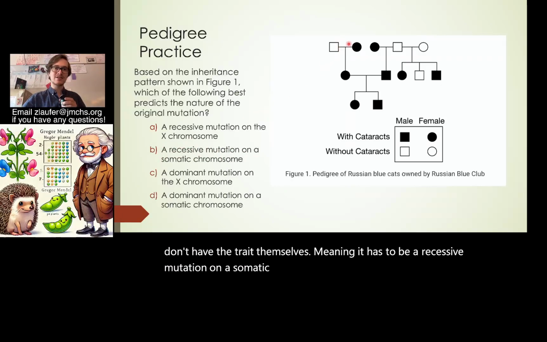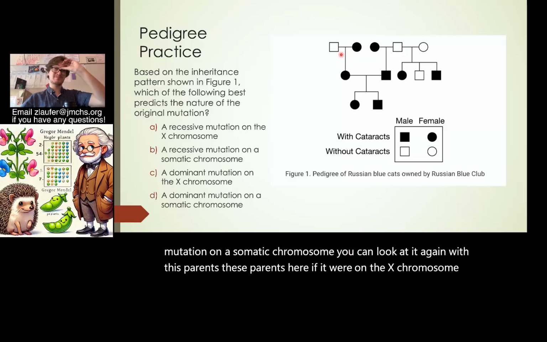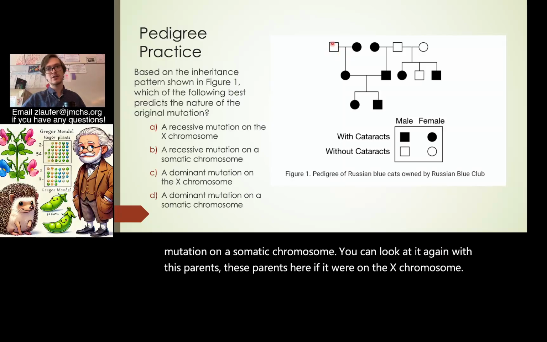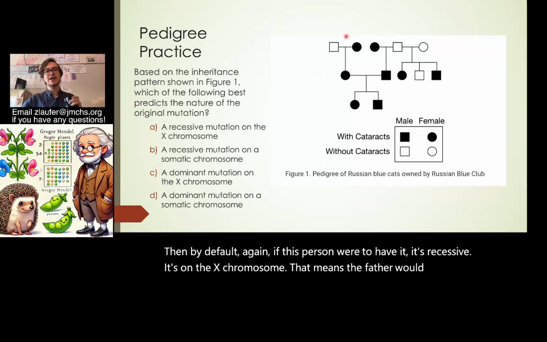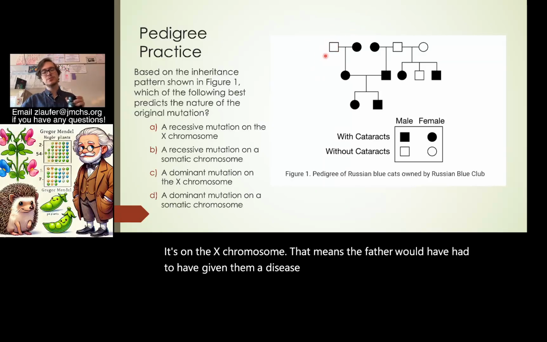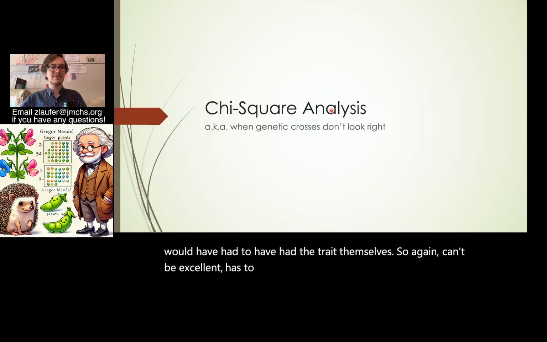You can look at it again with these parents here. If it were on the X chromosome, then by default, again, if this person were to have it, it's recessive, it's on the X chromosome, that means the father would have had to have given them a disease-causing X allele, meaning they would have had to have had the trait themselves. So again, can't be X-linked, has to be somatic and recessive. That is it for this one.